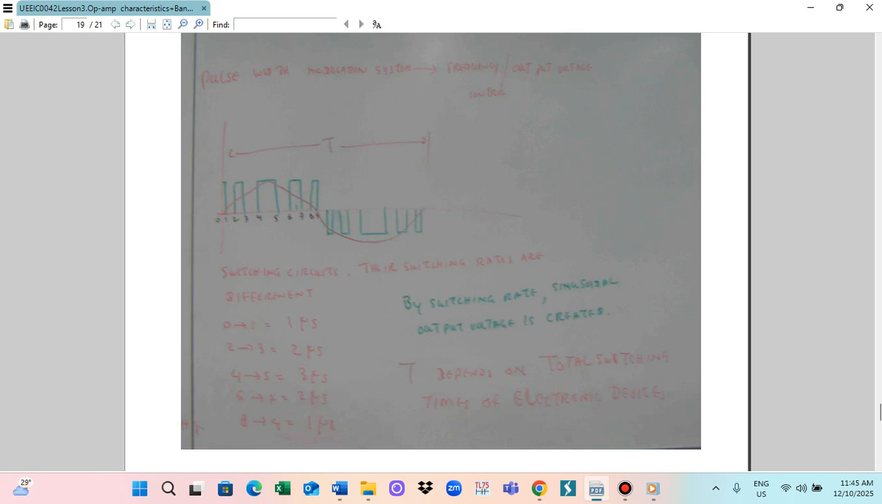Switching means that inside the circuit we have the switching circuit. The switching circuits are switching. Their switching rates are different. So this is inside, this is the switching circuit. Their switching rates are different.